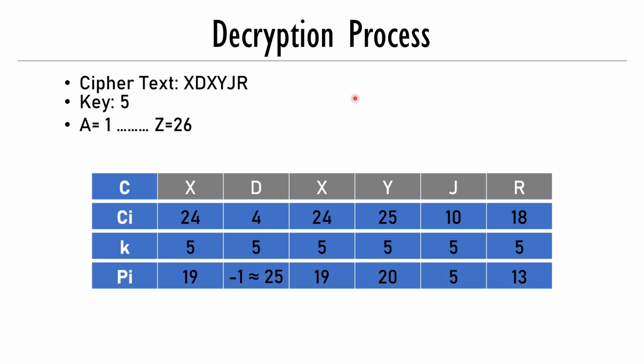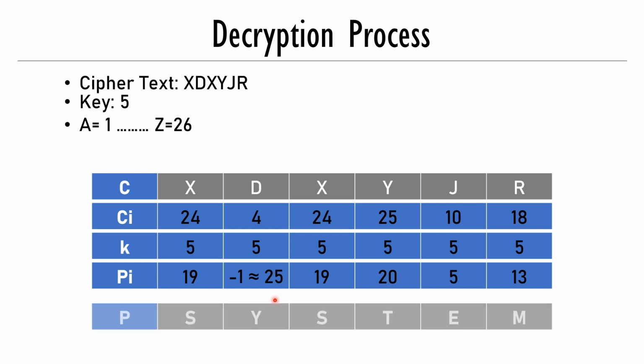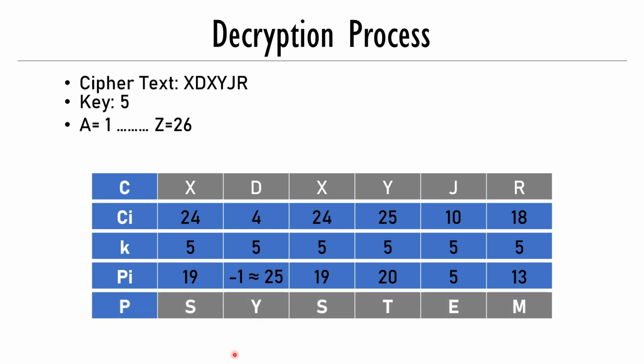So to calculate P, we will follow the formula, which is P equals C minus K, and here are the indexes, which are 19, minus 1, 19, 25, 13. Here minus 1 is less than 0. As I mentioned earlier, in that case we will add minus 1 with 26 into a multiplier of 1, and we will get 25. Now we will write down the letter according to its index, and we can retrieve the plaintext, which is system, and this is the decryption process.